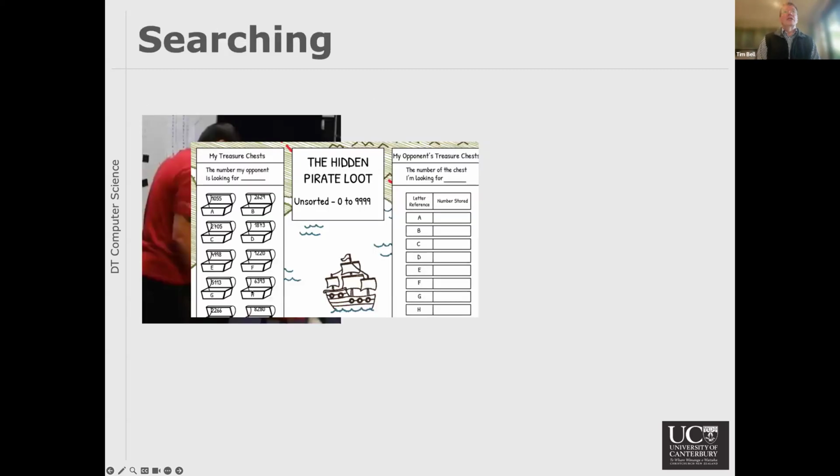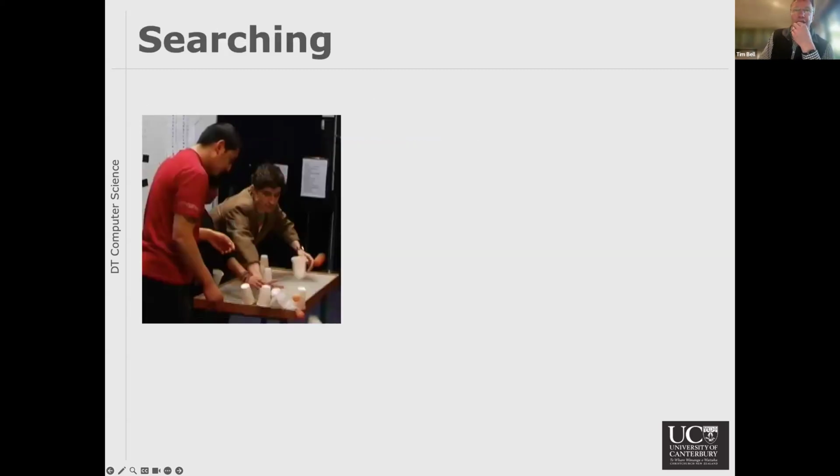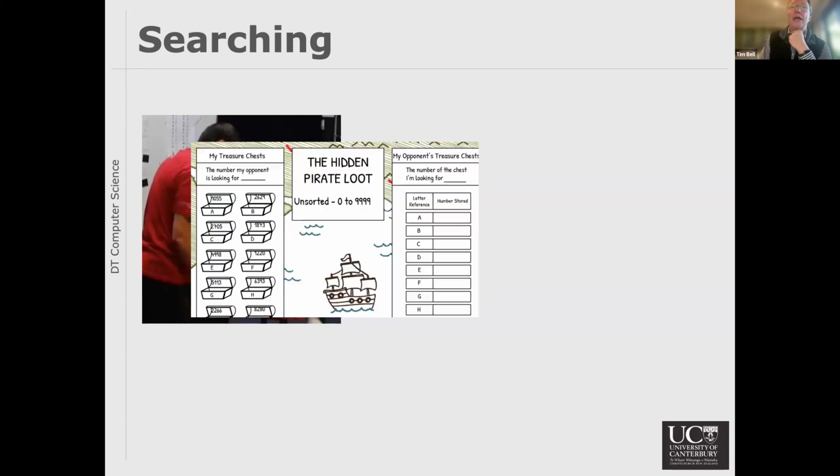Right. So I'll just start with searching as an example. There's lots of ways of doing it. We've done it with ping pong balls under cups, which is a very physical way of doing it. So you have ping pong balls with numbers on hidden under cups. There's a video on Unplugged of these two characters doing it. And the student can only lift one cup at a time and look at the value on a ping pong ball, and they have to find a particular one.